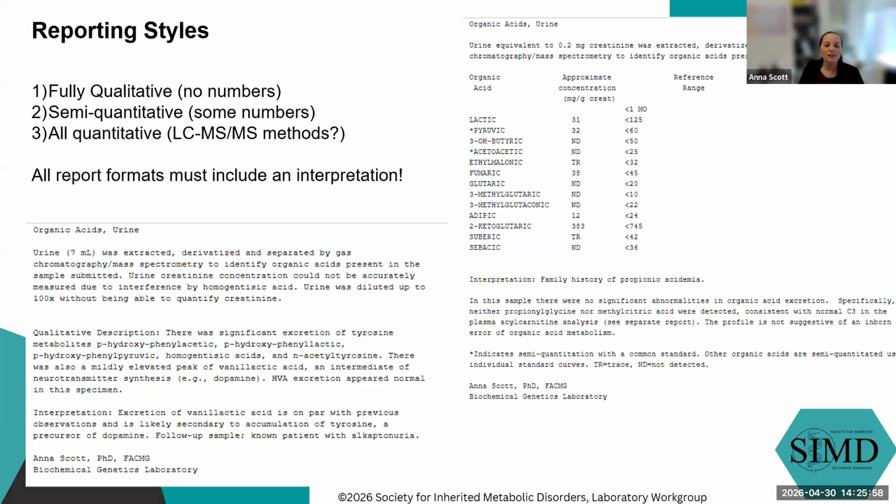But at the end of the day, there should always be an interpretation that says, what does it mean? What was the lab detecting? And is that consistent with either a known diagnosis, or is it suggestive of a new diagnosis? Most of the time, that is plenty of information, particularly if you're using it for diagnostic determination. Most of the time, my team reports a semi-quantitative report. So a short list of metabolites where we run semi-quant.